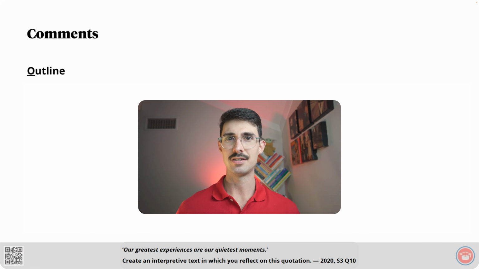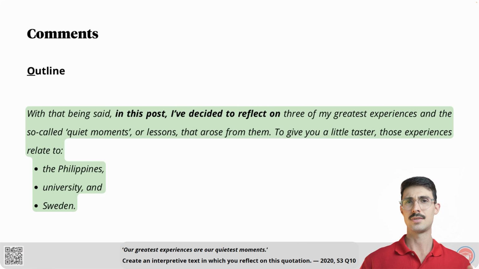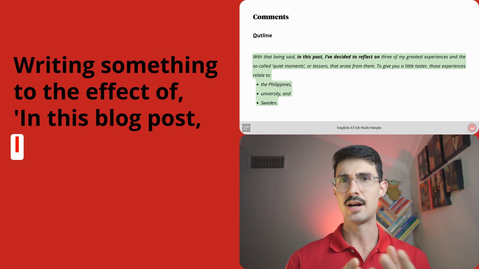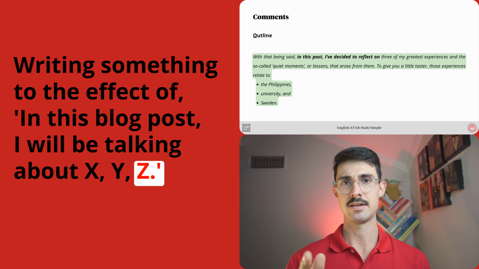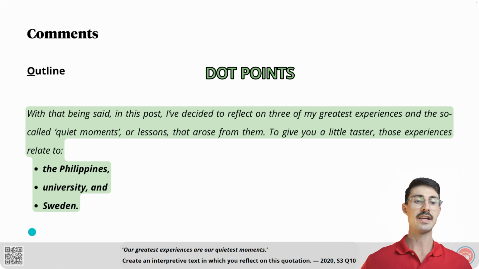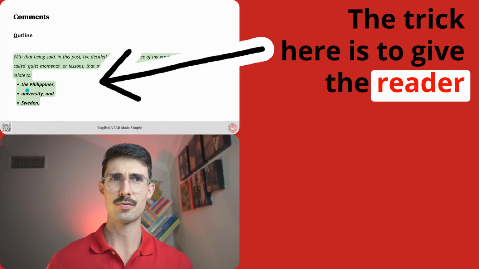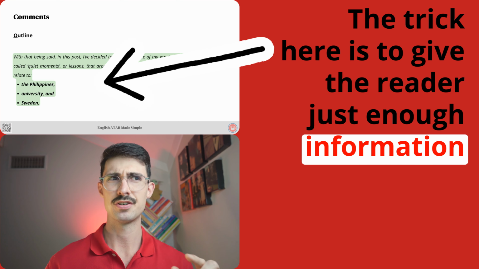Finally, we've got the outline section of the introduction. Unlike introductions in responding section essays, writing something to the effect of, "In this blog post, I will be talking about X, Y, Z," is totally acceptable. Over here, we've got the use of dot points, and these are used to outline a simplified version of each main idea. The trick here is to give the reader just enough information to make them want to keep reading. And just like that, we have finished example 1.